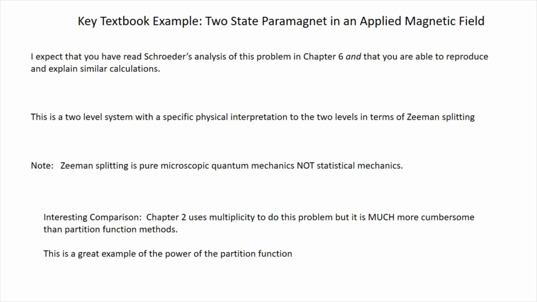And so you need to go to Chapter 6 of Schroeder and read Schroeder's analysis of this problem. I expect you to have read it. I expect you to be comfortable with doing the StatMech for it, explaining what's going on. I do want to point out that Zeeman splitting is quantum mechanics and not StatMech, right? Zeeman splitting is just, okay, you've got a magnetic moment that's quantized inside a magnetic field, and you know that it has to have these discrete energy levels.